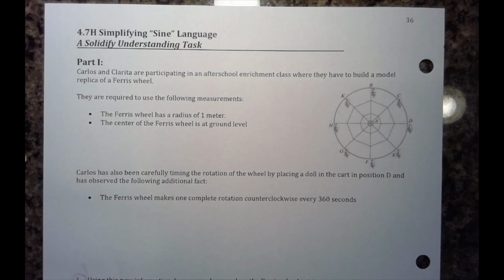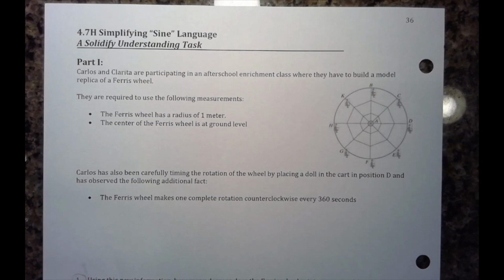So Carlos and Clarita had to make a model of a Ferris wheel, like a mini Ferris wheel. This time the radius had to be 1 meter. The center of the Ferris wheel is at ground level, so that does mean that the Ferris wheel would actually be underground half of the time. So they're making a model saying, let's bring the Ferris wheel down to the ground with the axle at the ground, and it's only a 1 meter radius, so it's a simplified version.